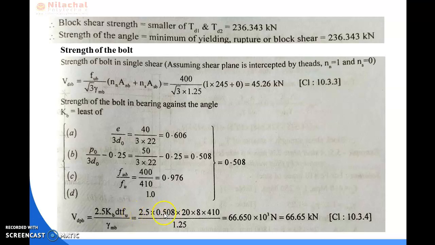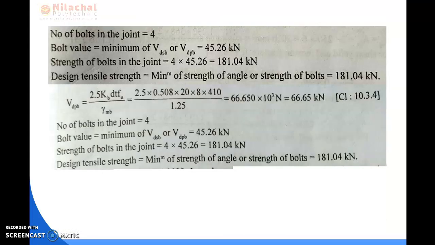So we can put this value in place of KB and calculate the value of design bearing strength. So 2.5 into 0.508 into 20 into 8 into 410 divided by 1.25. We got the value of design bearing strength as 66.65 kilonewton. So now the number of bolts is given as 4. So we need to multiply the number of bolts in both the design bearing strength as well as in design shearing strength. Hence, total strength of the bolt in shearing and bearing we can find out. So now, after multiplying the number of bolts, the minimum value of the strength of bolt is coming as 181.04 kilonewton.